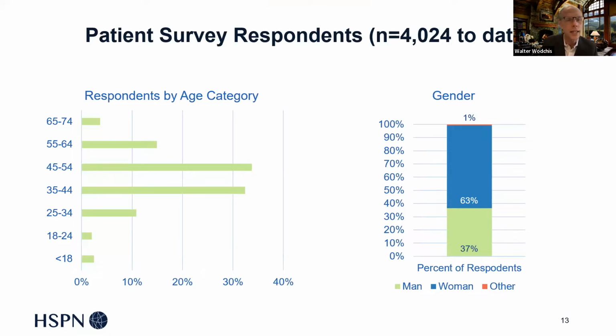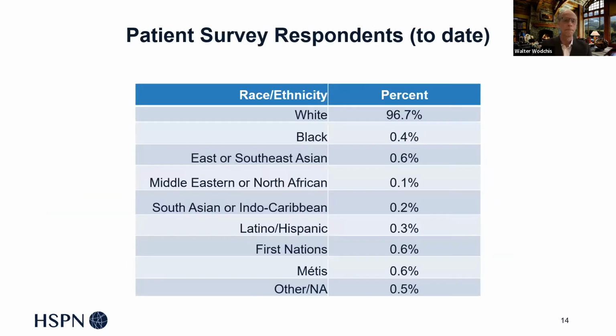You can see that they range in age. We haven't had anybody over 75 respond to the survey yet. But these are all the age ranges, mostly in the middle ages. And you can see slightly more women, 63% identifying as a woman as opposed to 30% as a man and 1% as other. Next slide. These are the current results in terms of the race and ethnicity. Obviously, this is not representative of the population of Ontario.